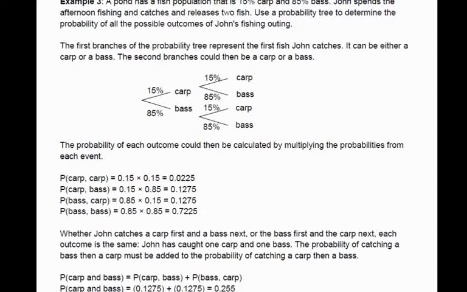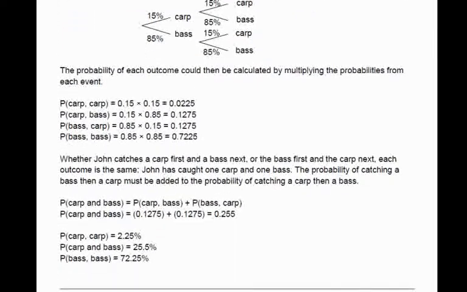So now we'd have to state the probability of each sort of situation, and whether he catches a carp and then a bass, or a bass and then a carp, that's still the probability of catching one of each. So we'd have to add those 2 together. So the probability of a carp and a bass would be the probability of a carp then bass plus the probability of a bass then carp. So that's 12.75% plus 12.75%. That gives us 25.5%.